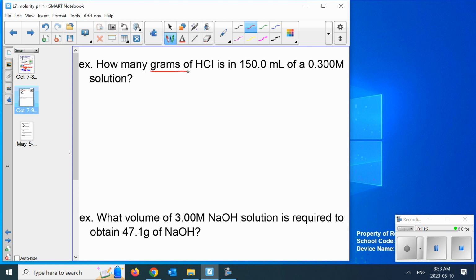This one's working backwards. How many grams? I could have said, what is the mass of HCl? And 150 mils of a decimal 300 molar solution of HCl. So this is same measurements, but we're working backwards. So before we start calculating, maybe I'll just even, at least in my head, think this through a little bit. This is in mils. I want it in liters.